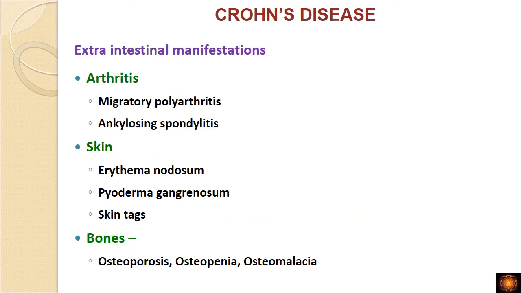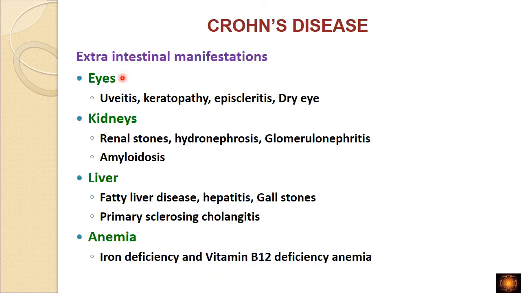Now we have some extraintestinal manifestations also. These are immune related manifestations. So arthritis the patient may have, typically migratory polyarthritis or ankylosing spondylitis. In the skin he may present with erythema nodosum, pyoderma gangrenosum, or skin tags. In bones, the patient may have osteoporosis, osteopenia, or osteomalacia. This is because of the decrease in absorption. Then in the eyes, the patient can have uveitis, keratopathy, episcleritis, or dry eye.